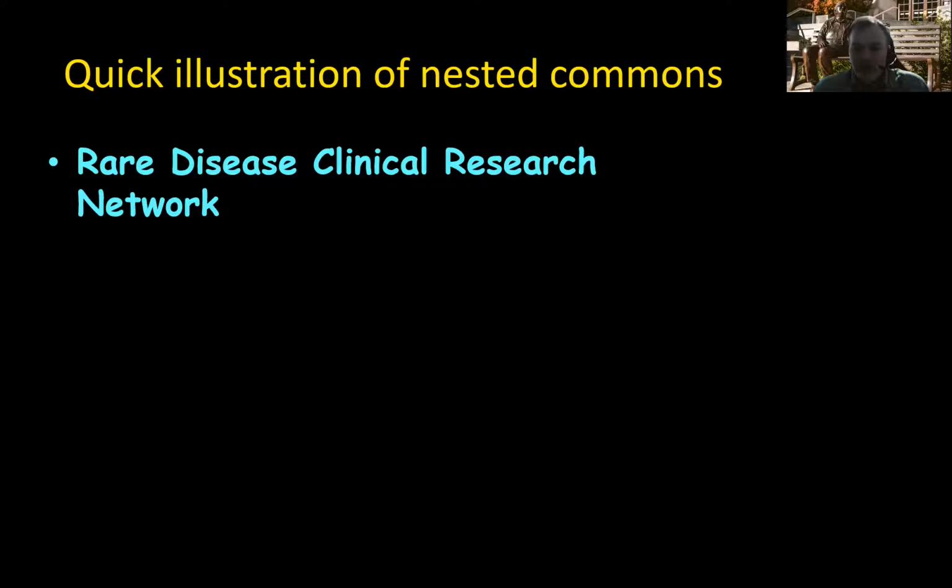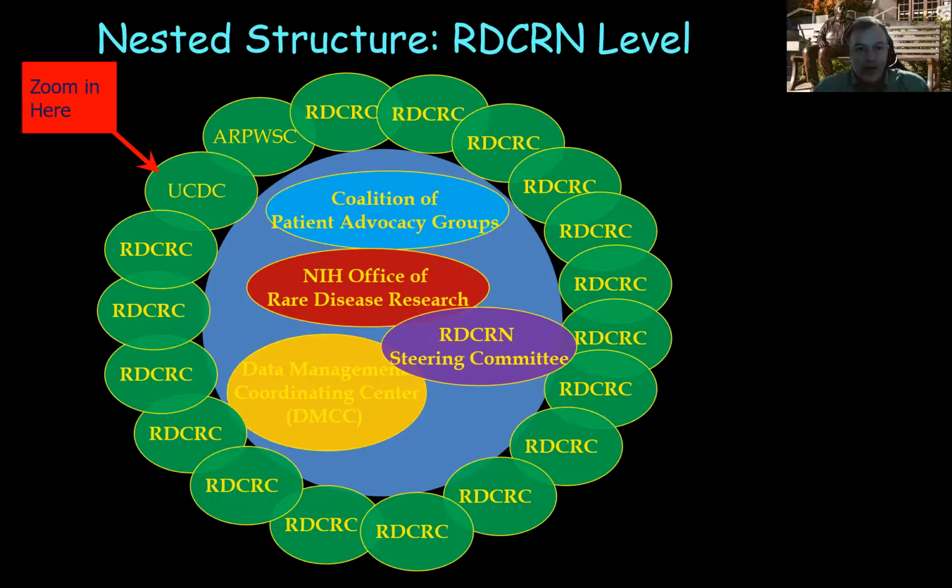I just want to show you a few pictures to show what we mean by nested commons. At a very macro level, you can see the RDCRN itself is a knowledge commons. The members in that commons include some offices at the NIH and a steering committee, but also a whole bunch of different research consortia, spread out across the country. The UCDC, the Urea Cycle Disorder Consortium, is one that we studied. But each consortium is a member of this knowledge commons at the macro level.